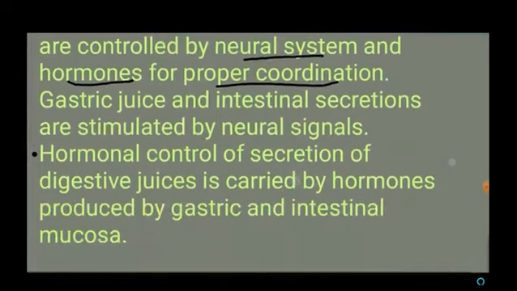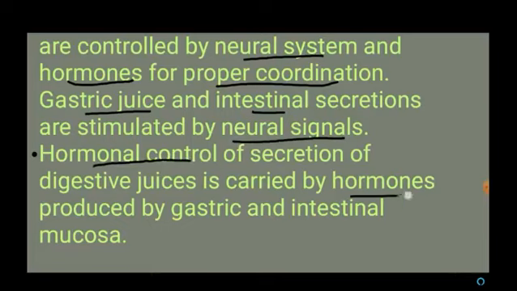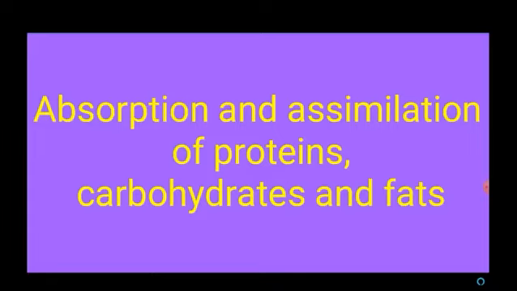Here, in the case of secretion of gastric juice and intestinal juice, it is stimulated by neural signals, and the hormonal control is carried out by hormones which are secreted by gastric and intestinal mucosa. So, these are the process of digestion. Next, we are going to see about absorption and assimilation of proteins, carbohydrates and fats.